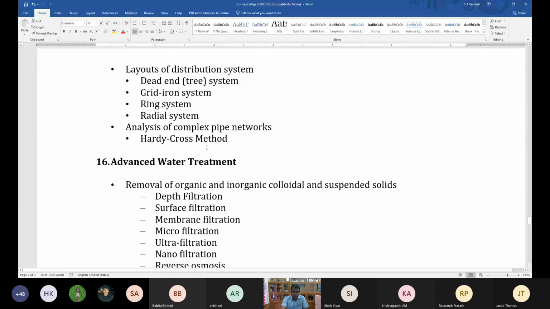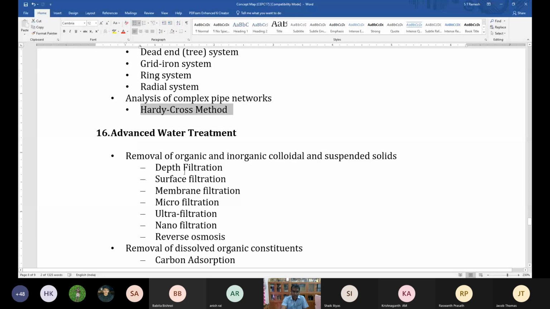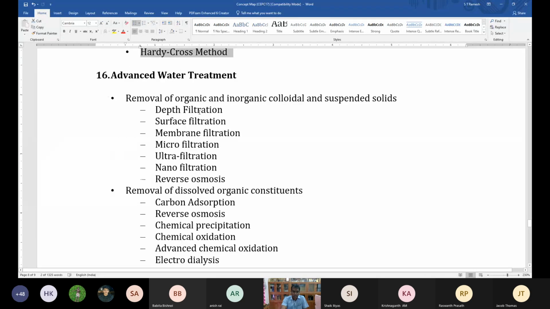And how to analyze complex pipe networks, that also we will discuss, by the simple Hardy-Cross method. That will solve simple networks, how to optimize the diameter and how to optimize the pressure in the networks. That also we will discuss. And the last part, if time permits, we will also discuss advanced treatment systems. Probably you would have come across the names: membrane filters.